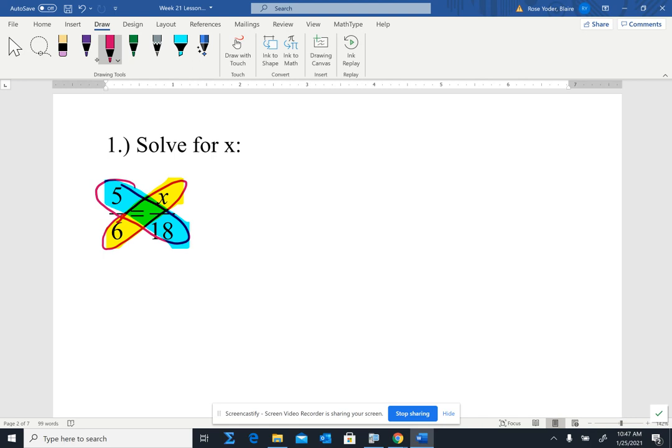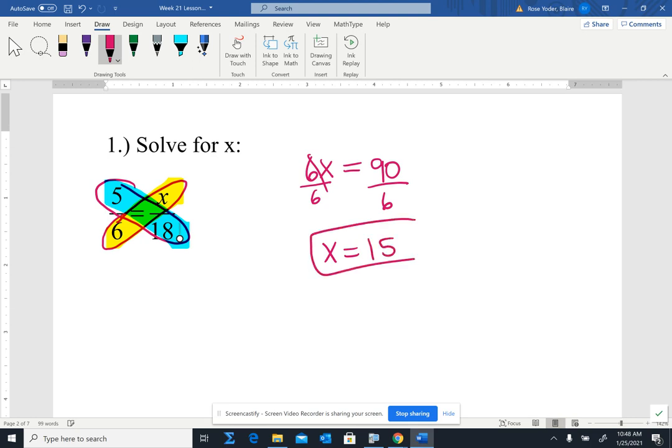So if I multiply my yellows, 6 times x, that's just 6x. And the theorem says that's equal to what you get when you multiply 5 times 18, which is 90. And then you just do a quick solving, divide by 6, and you'll get that 15 that I showed you before. So sometimes you can solve these problems without doing cross multiplying, but that is kind of the method that works every time you're solving a proportion.